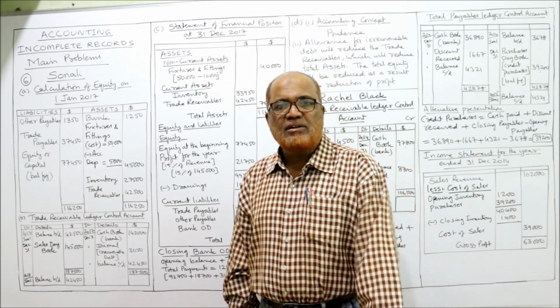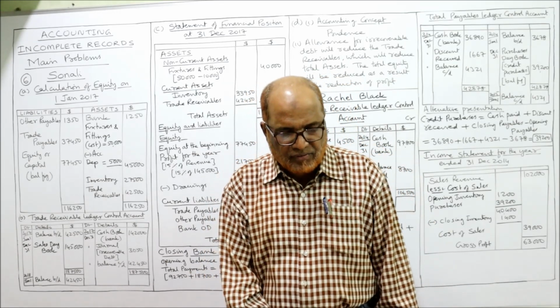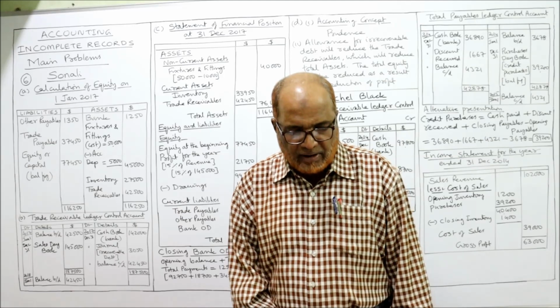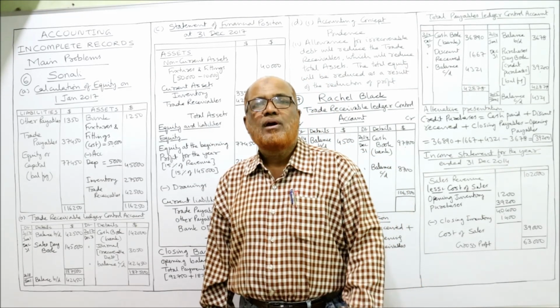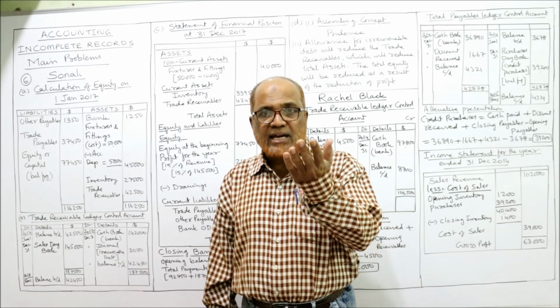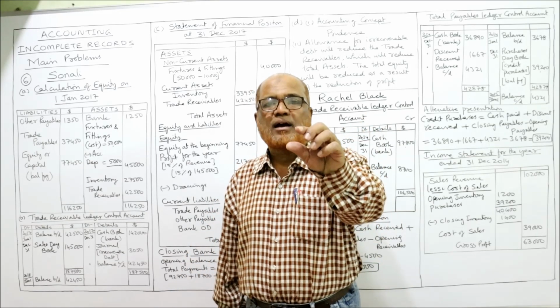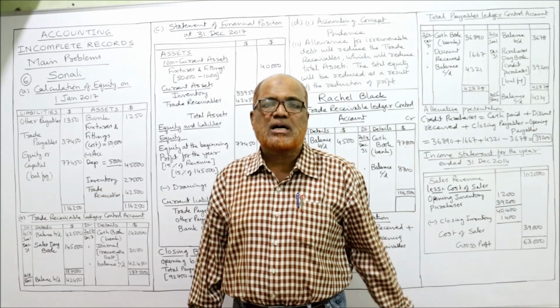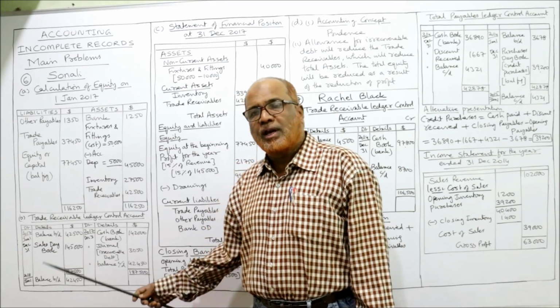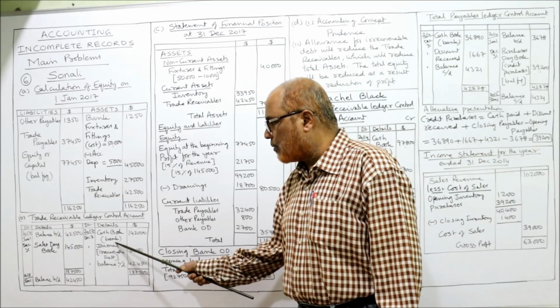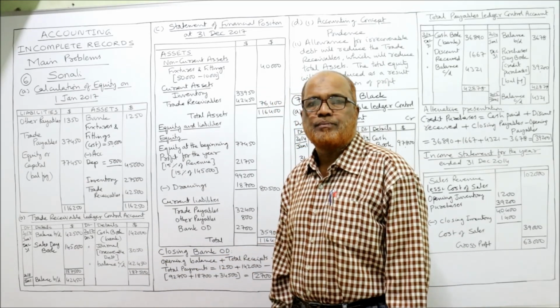Now cash received. How much cash is received from receivables? 1,42,000 cash received from trade receivable. The entry will be bank account debit, trade receivable credit. So on the trade receivable credit side, cash book bank 1,42,000.